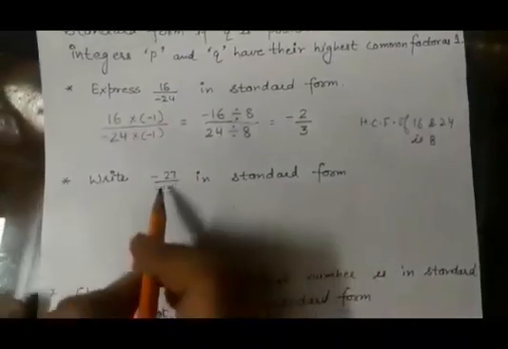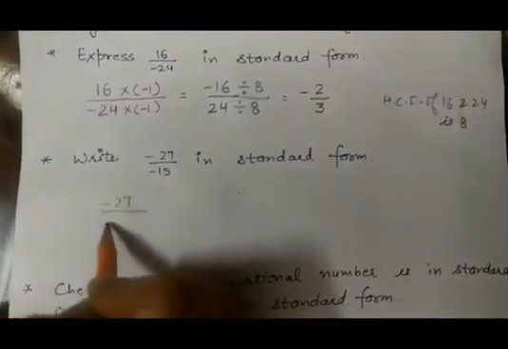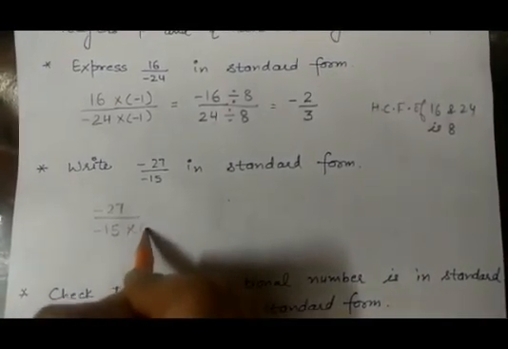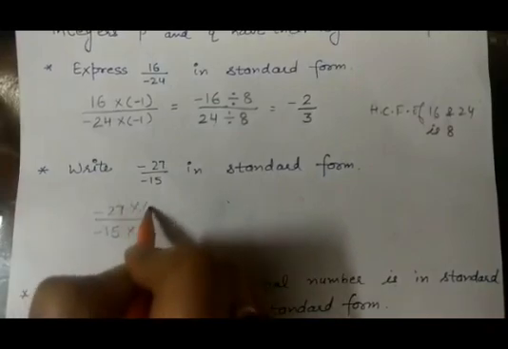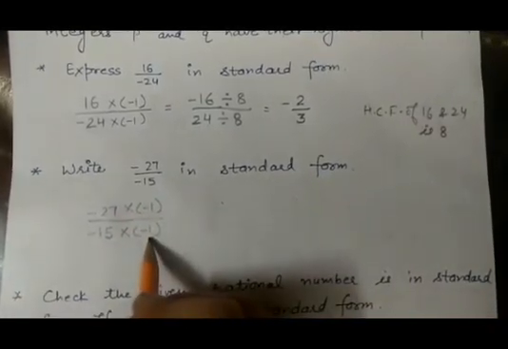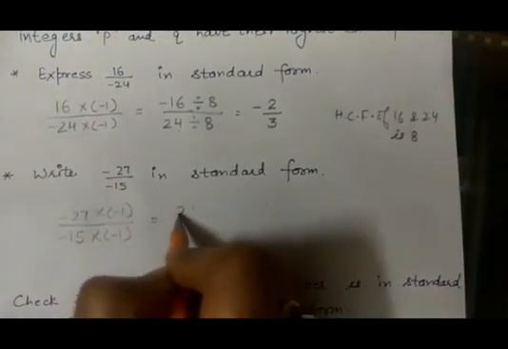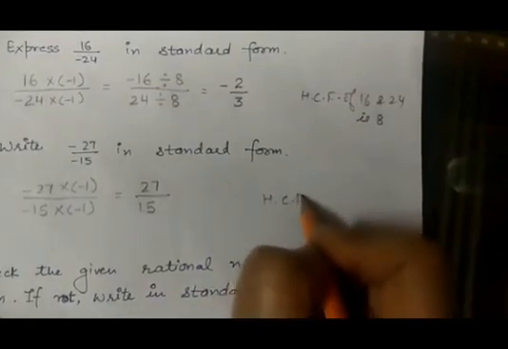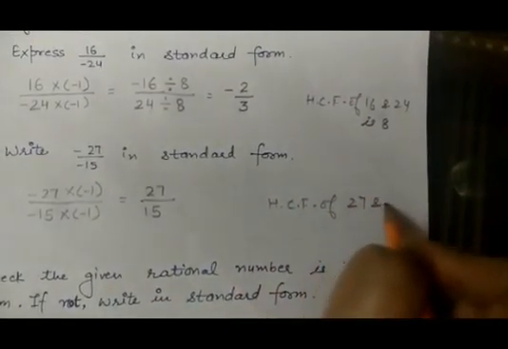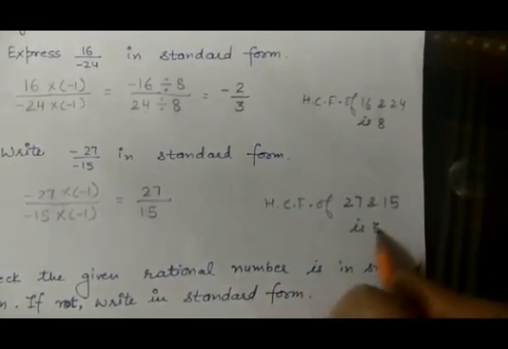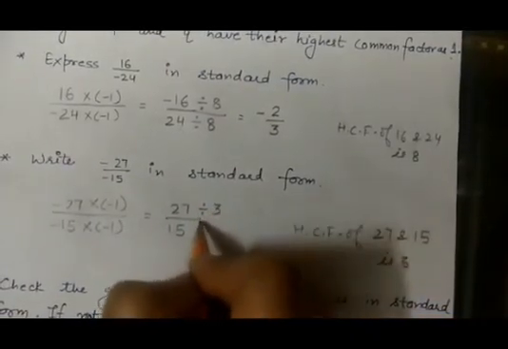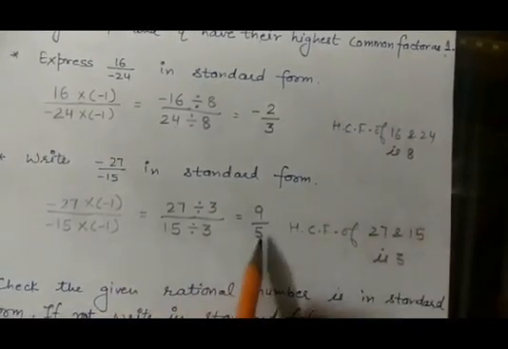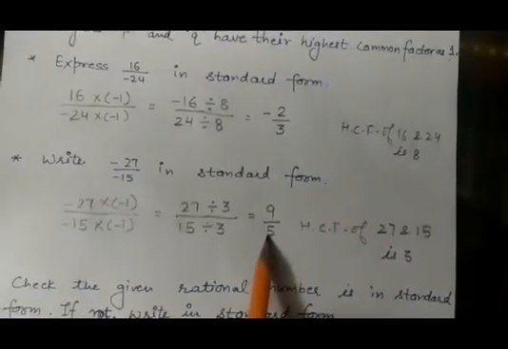Let us take one more example, minus 27 by minus 15. Again the denominator is negative and we have to convert it into a positive number. So we are going to multiply both the numerator and the denominator by minus 1. We get 27 by 15. Again we have to check the HCF. The HCF of 27 and 15 is 3. So now we are going to divide both the numerator and the denominator by their HCF. 9 by 5. This rational number is in the standard form.